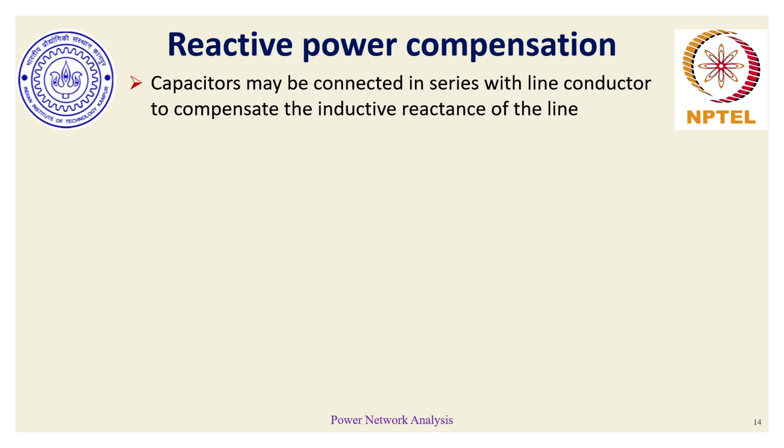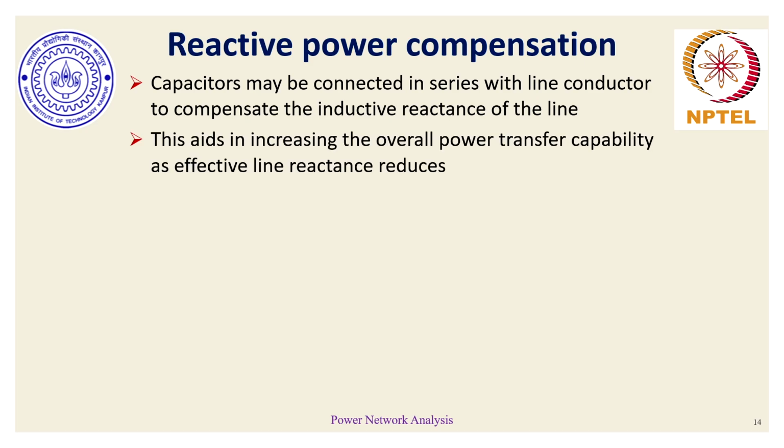We can also have capacitors placed in series. What would happen is that the overall reactive part, or the overall X of the line, would go down, which might turn out to be good enough because the overall power transfer capability of the line would go up, because the effective line reactance has gone down.